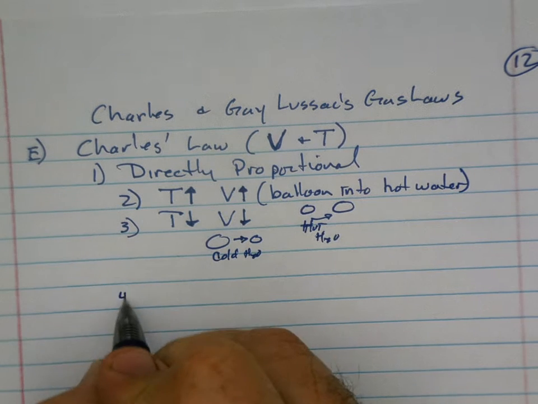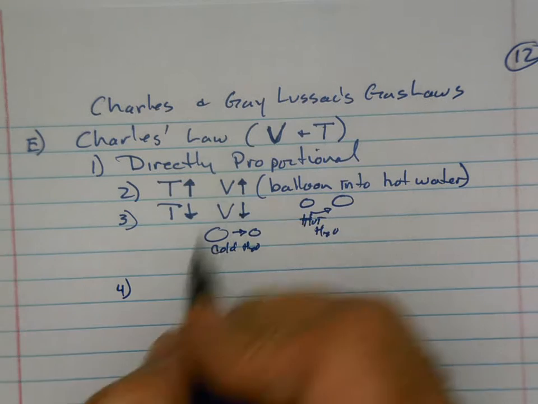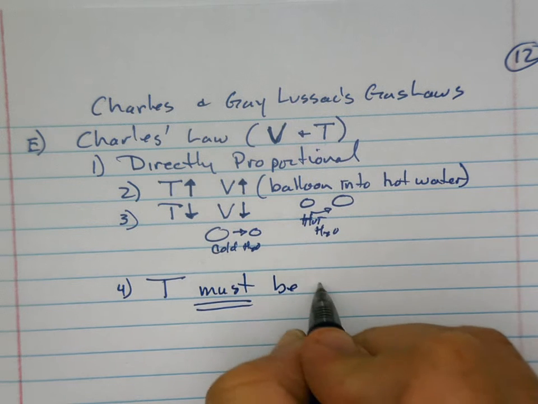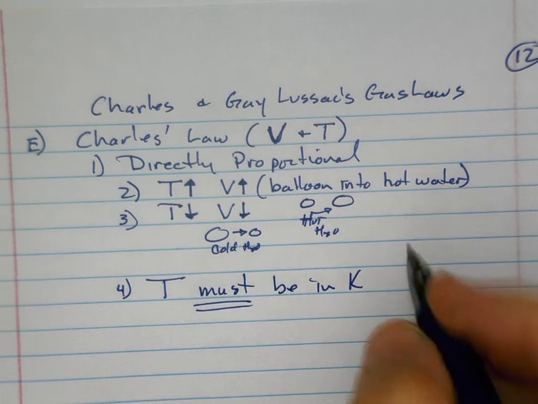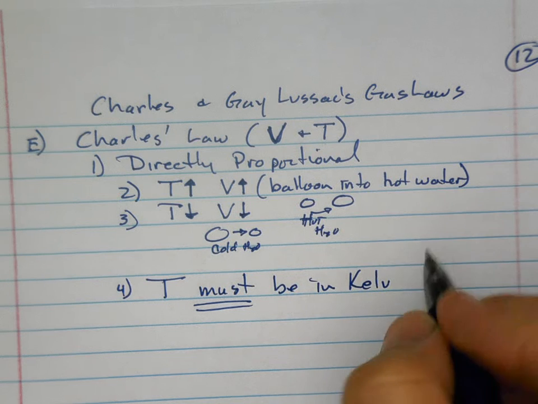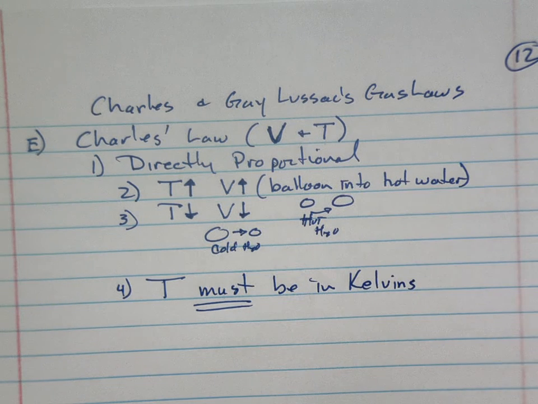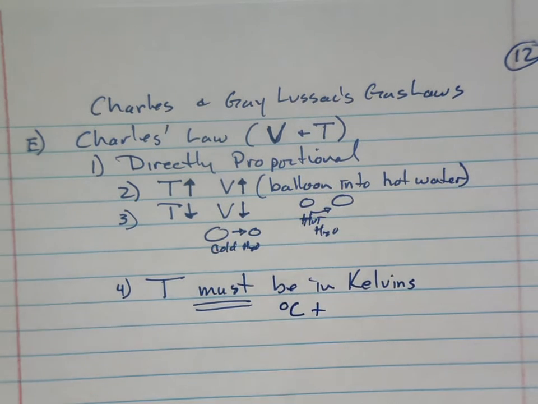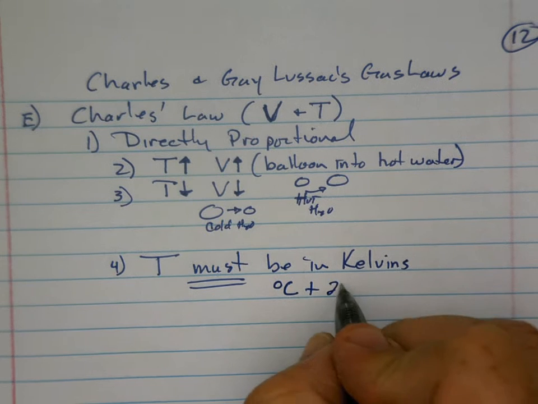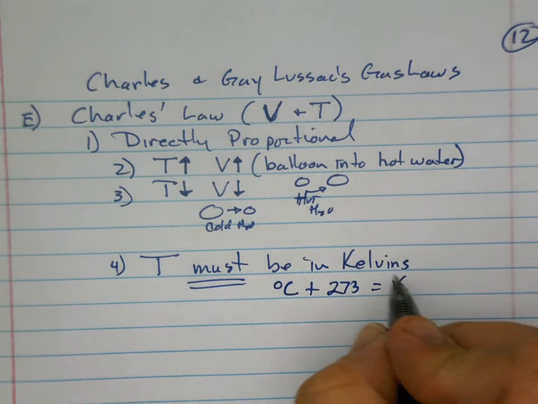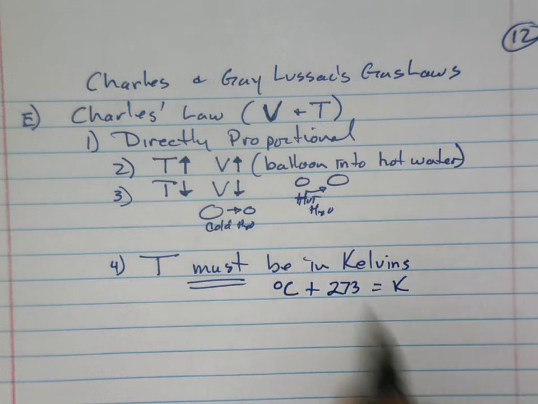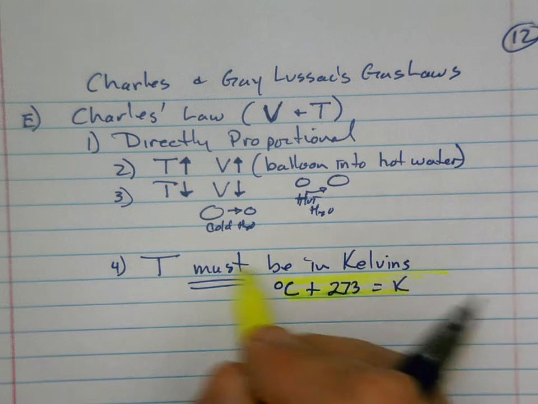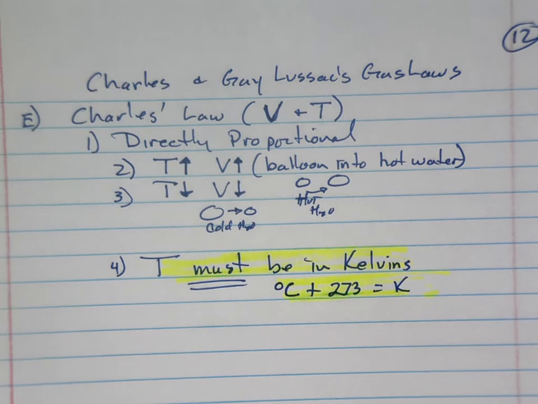Number 4, and this is a biggie. Temperature must be in kelvins when you use these equations. One of the two biggest mistakes students make doing calculations is forgetting to change Celsius into kelvins. If we give you degrees Celsius in the problem, you need to add 273 to turn it into kelvins. They're not called degree kelvins, they're just called kelvins. So that's really big. In fact, I recommend if you've got a highlighter, that's a big one. Don't make that mistake.